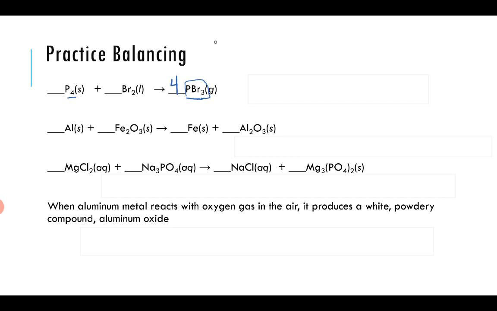And so if you want, you can have your little table with phosphorus versus bromine. And that's 4 now, and that's 4. But that 4 also changes our bromine count to 12. And so in order to have 12 on the reactant side, I have to have a 6 there because 6 times 2 is 12.